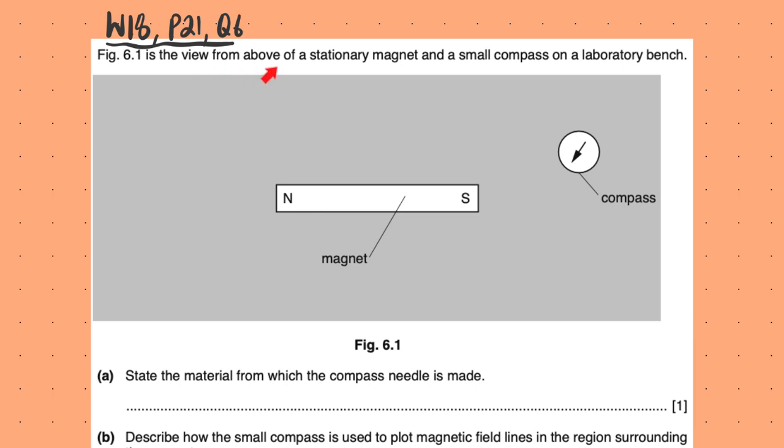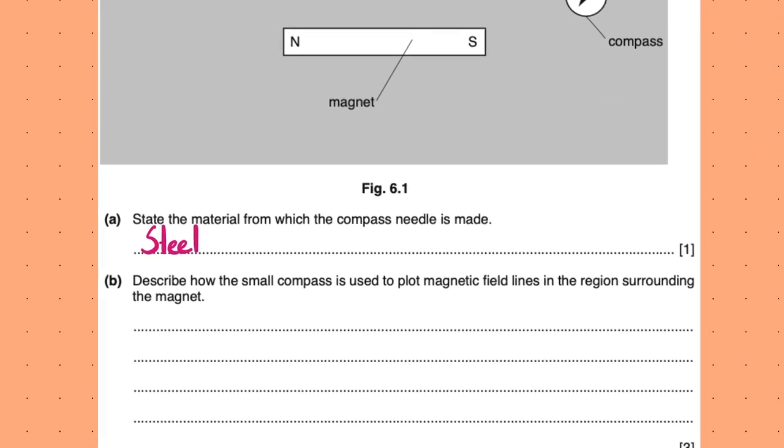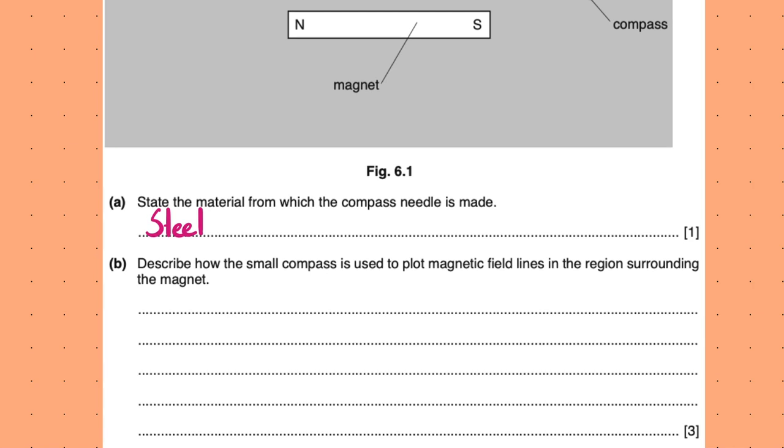6.1 is the view from above of a stationary magnet and a small compass on a lab bench. State the material from which the compass needle is made. Because the compass is always going to retain its magnetism, I infer it's a permanent magnet, hence it's steel. Next part, describe how the small compass is used to plot magnetic field lines in the region surrounding the magnet.